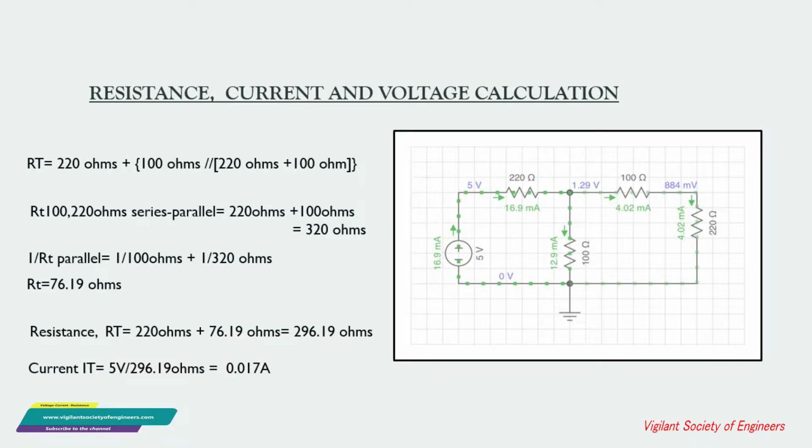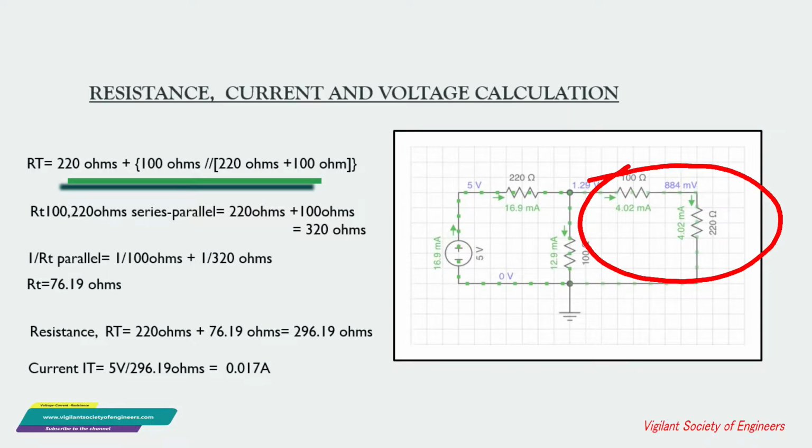Let's isolate one section. We're going to add 100 ohms with 220 ohms because that is series. Judging by our equation, RT equals 220 ohms plus 100 ohms over 220 ohms plus 100 ohms. Observing this equation, you can see exactly what we're about to do. I'm just going to break it all the way down to find the total resistance.